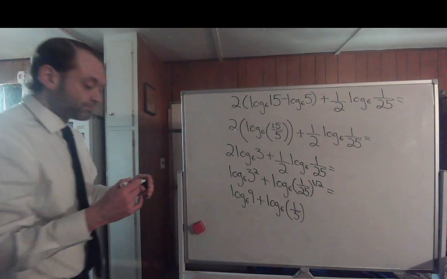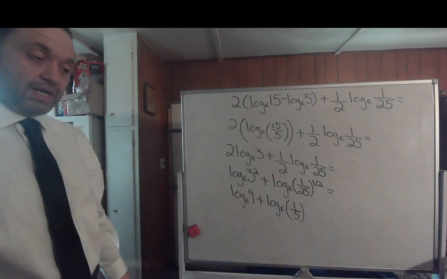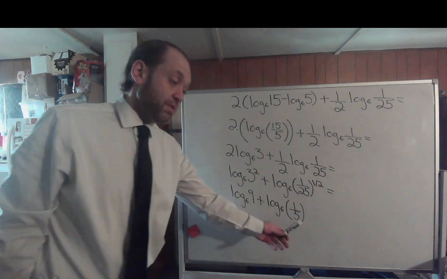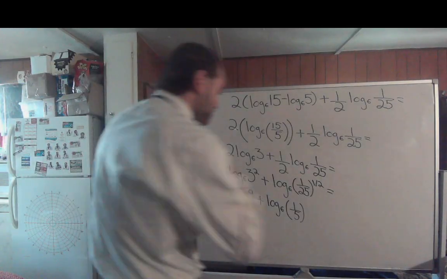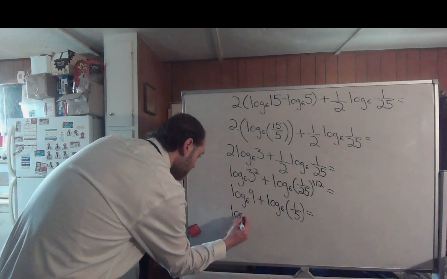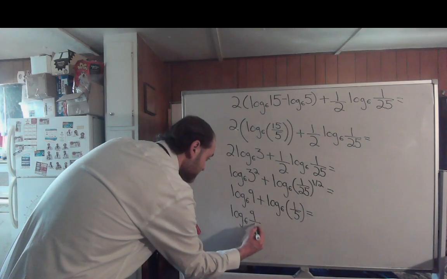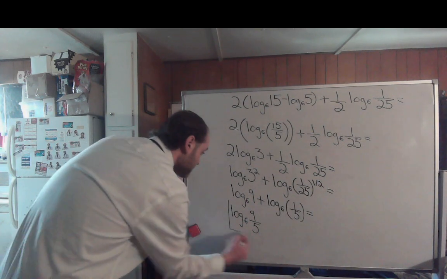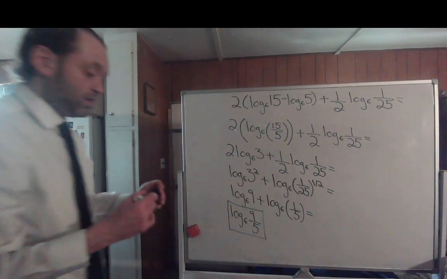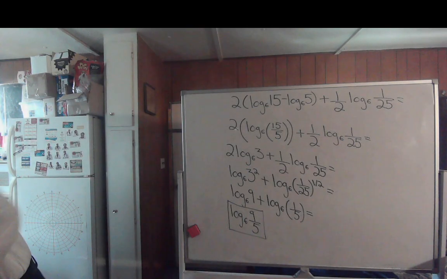Alright. Now you have the sum of 2 logs to the same base, so that's going to be a product rule. This would simply turn into log base 6 of 9 times 1/5, which would be log base 6 of 9/5. So in the end, you should get log base 6 of 9/5. And I got just one more.